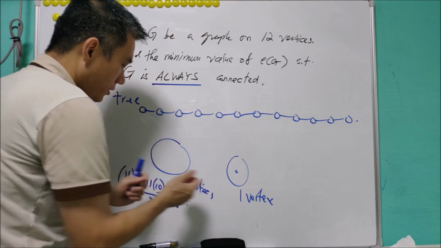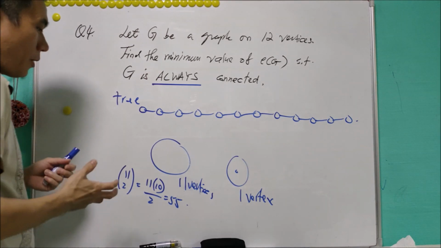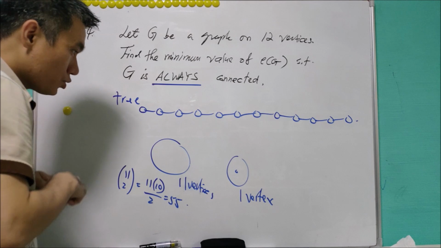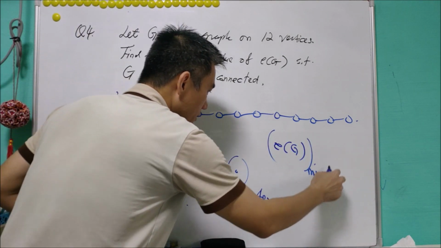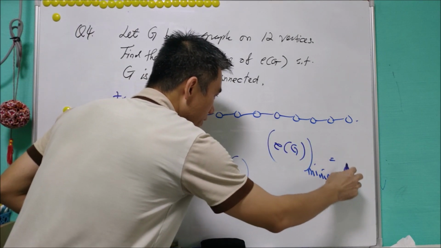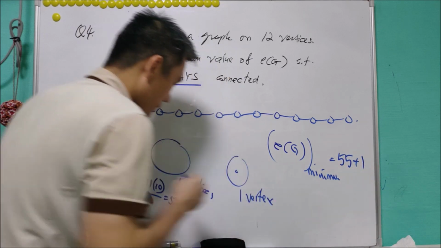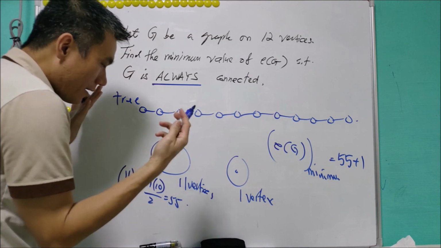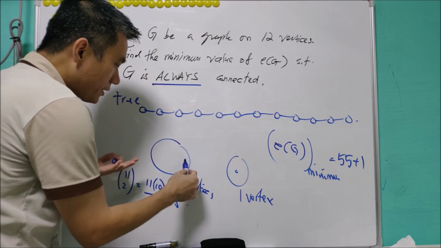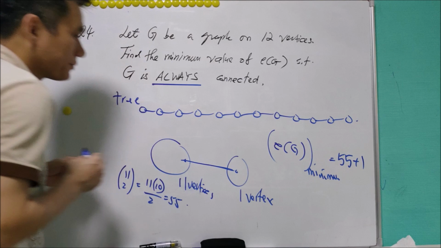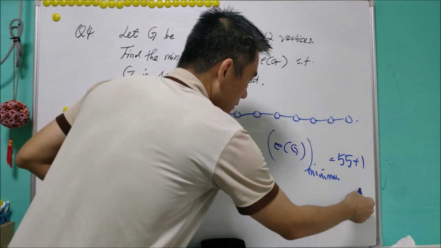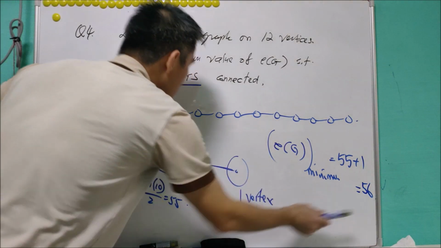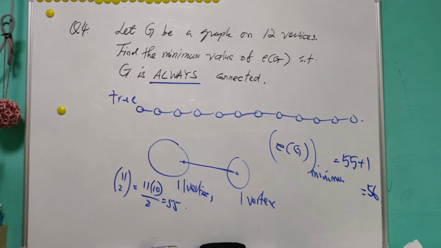graph is not connected. So in order to make it connected, the minimum value of the number of edges of G should be 55 plus 1. So when you have 55 edges, I put them here, then there will be an extra edge that forces me to join into here. And therefore, the answer in this case is 56. So 56 is the answer for question 4.